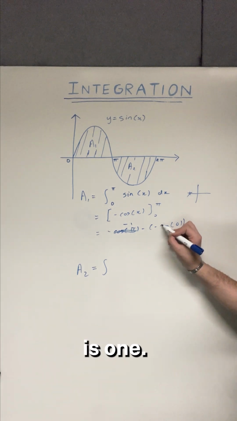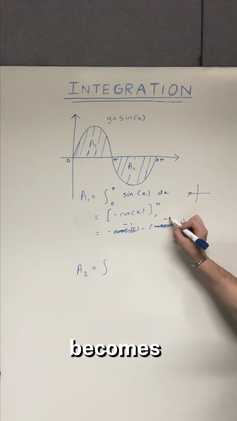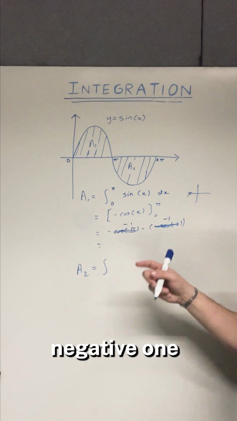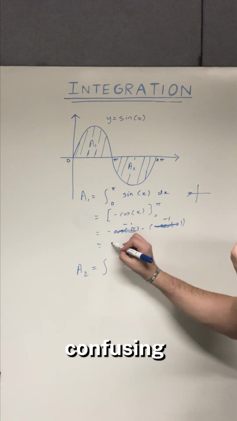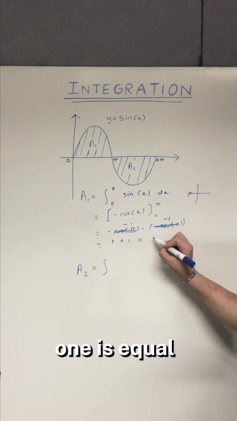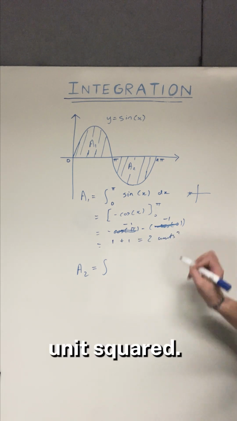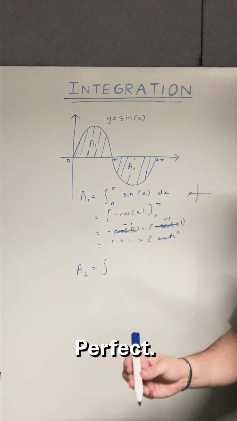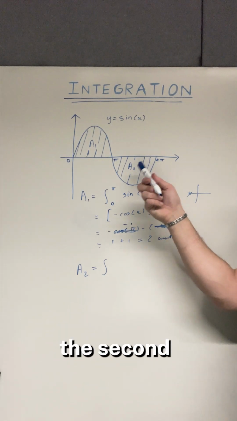Now cos of 0 is 1. So this whole bracket here becomes negative 1. So we have negative of negative 1, which becomes positive 1. It's a bit confusing. And then minus negative 1, so that'll be double negative. So 1 plus 1 is equal to 2 units squared. Perfect. Now we have to go ahead and evaluate the second area.